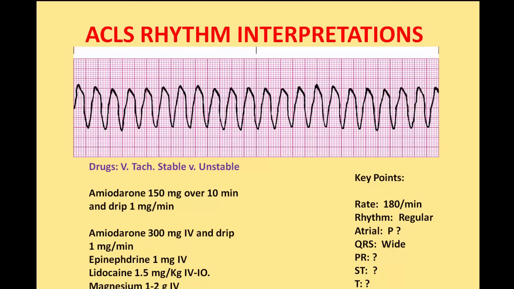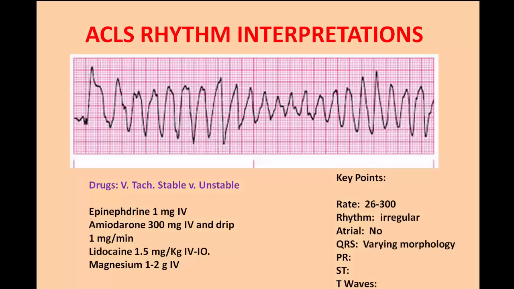Here's another example of a ventricular tachycardia, which is much faster here, almost 180 to 190 beats per minute. And again, the treatment would be more in terms of unstable ventricular tachycardia because of a much faster rate and much more distorted QRS complex.